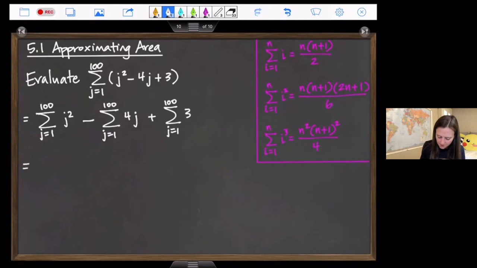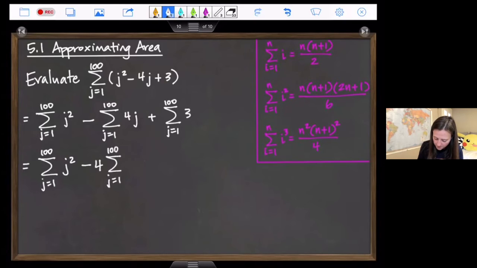So I'm going to leave this first sum alone, j equals 1 to 100 of j squared. The second sum, I'm going to remember that constants can move in and out of sigma notation. So I can pull that 4 out front in front of my sum. So I can have 4 and then just have j equals 1 to 100, sum of j. And then the last one, we did an example of this one. If we're just adding up a constant, we had a rule that said I could just take that 3 and multiply it by 100. So it would just be 3 times 100.